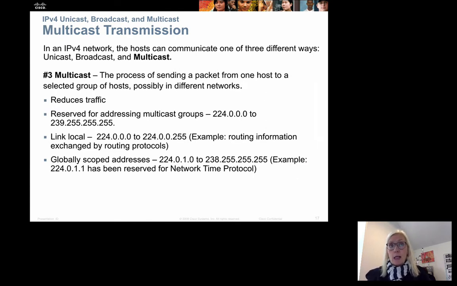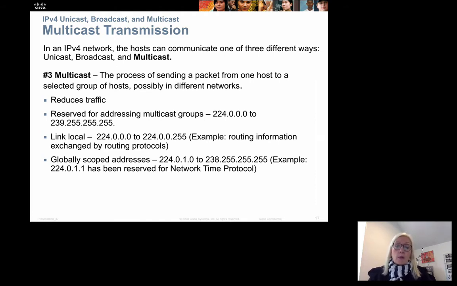We also have multicast addresses. Multicast is when we want to send to a group but not to all. It reduces the traffic because we will only send one packet instead of sending 4 or 5 or 10 or 20, or however many we have in a multicast group. There are different IP addresses reserved for multicast groups. It's from 224.0.0.0 to 239.255.255.255. These are class D IP addresses.